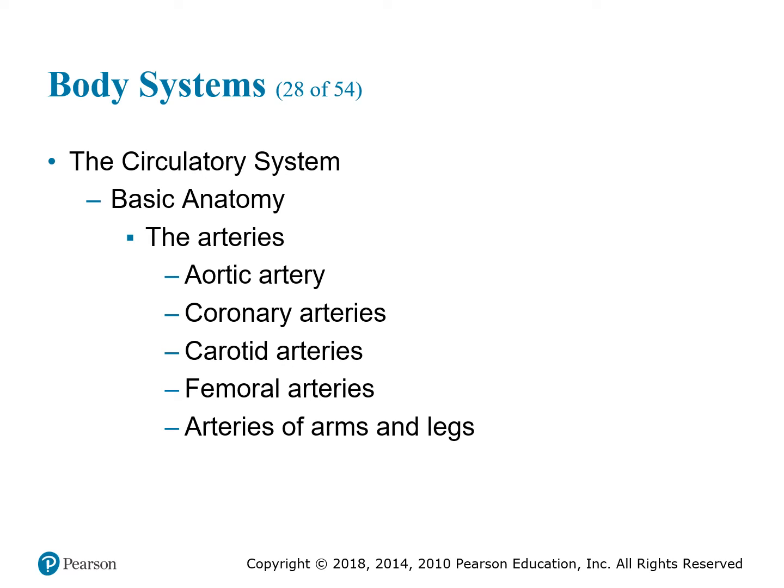Now we have the carotid arteries, which carry that blood up to the brain. We have our femoral arteries, which carry the blood down to our lower extremities. And we have the arteries of the arms and the arteries of the legs, such as the popliteal artery behind the knee. The radial artery of the arm brings oxygenated blood down to the upper extremities for those muscles, those cells to function.